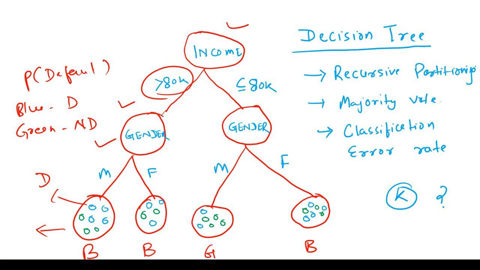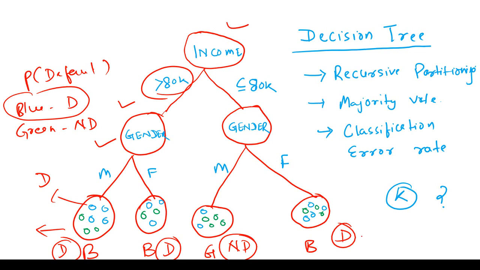Hence the decision is that any customer falling in this particular branch is considered to be a blue circle, and blue circle denotes default. That means here it is default. In this case there are only three blue and two green circles, right? The majority is blue and this is also default. On the other hand, in this particular branch we have got four greens and two blues, so that means it's non-default, right? And here it is again four blues and three greens, so it is default.